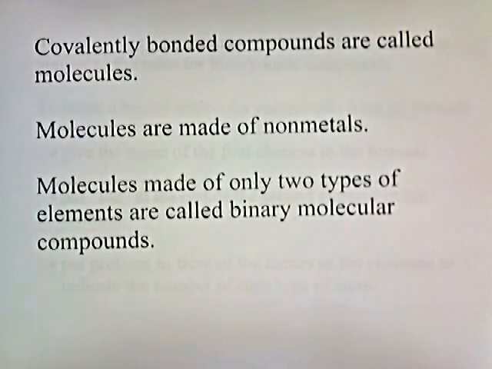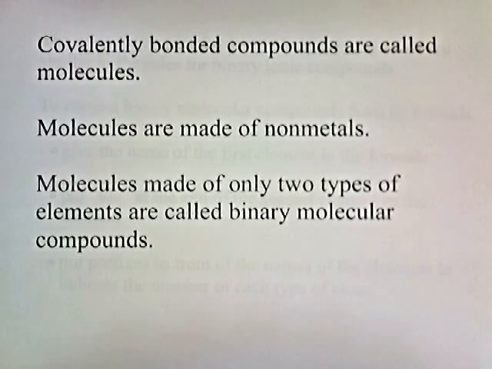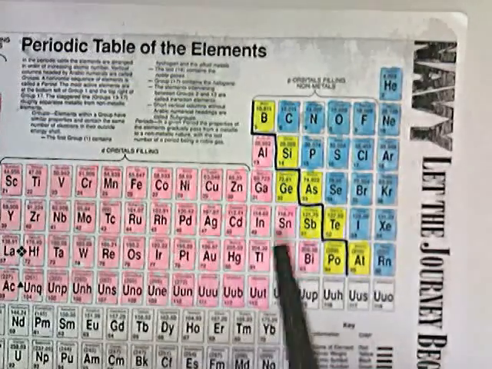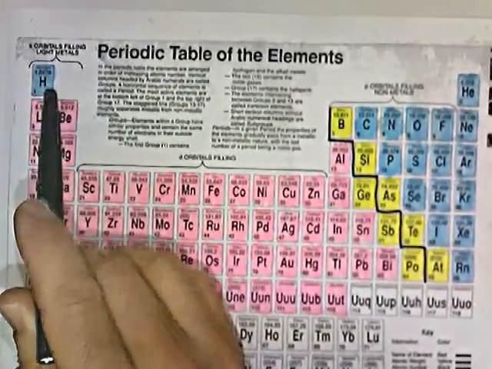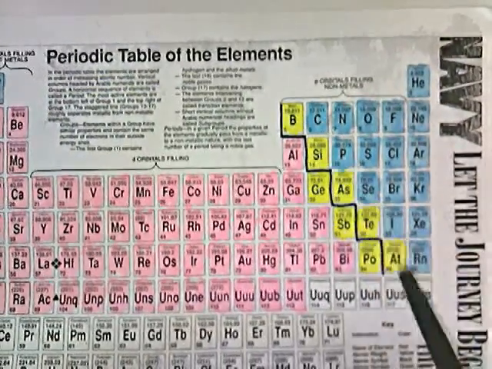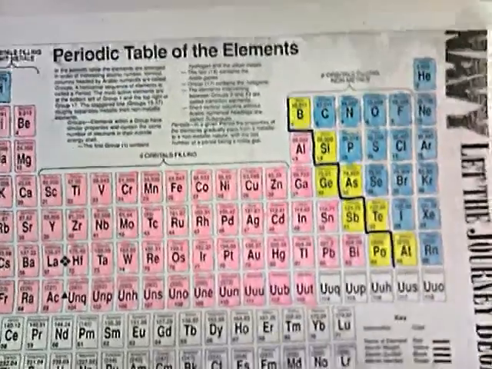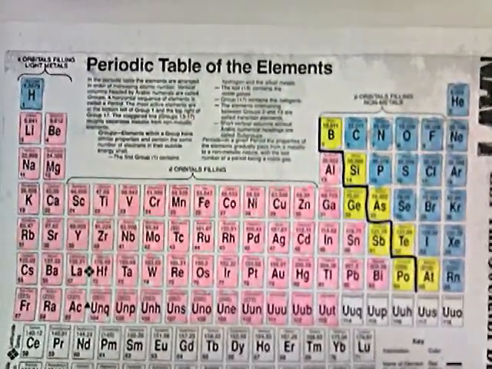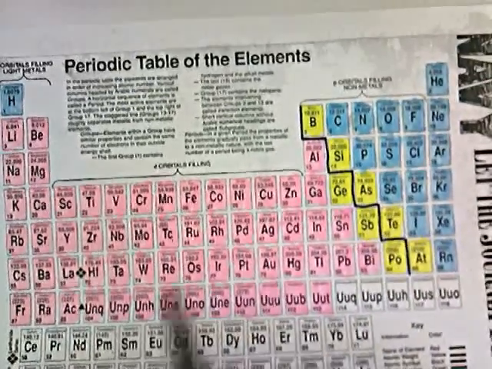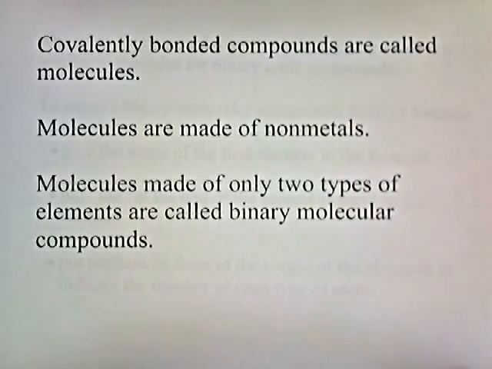Covalently bonded compounds are called molecules, and molecules are made of nonmetals. Molecules made of only two types of elements are called binary molecular compounds. So molecules are covalently bonded and made of nonmetals. Basically it's hydrogen, which is a nonmetal, and all these elements here in blue, and then some of these elements here in green, the metalloids, are also occasionally involved in covalent bonding. So molecules are made of only the blue and maybe sometimes the green things. These are the metals. Metals are not involved in molecules or covalent bonding.